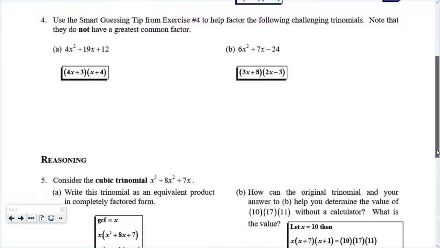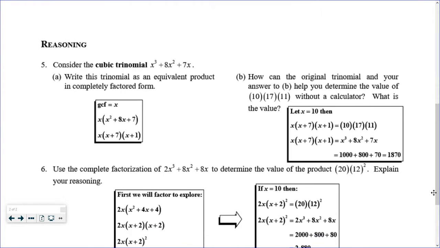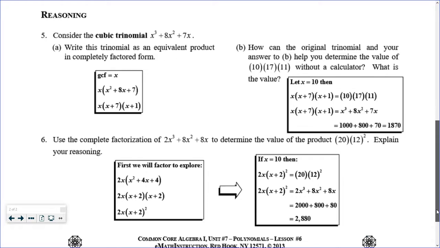And finally, they're giving us a cubic trinomial. They want us to completely factor it. Then they want us to substitute 10 for x, and that was it. So I would not worry about question 6. In fact, don't worry about it at all.